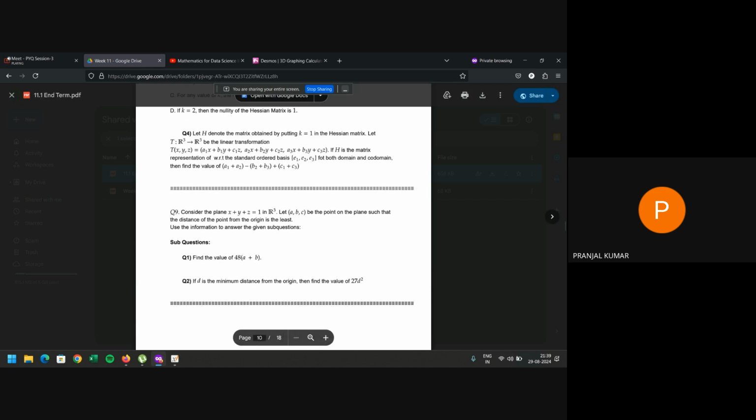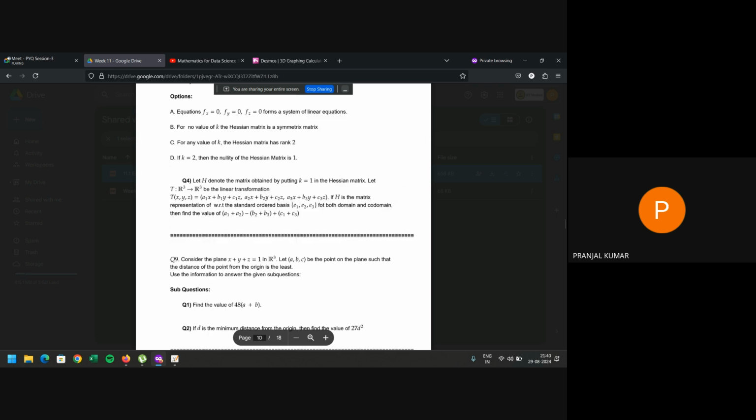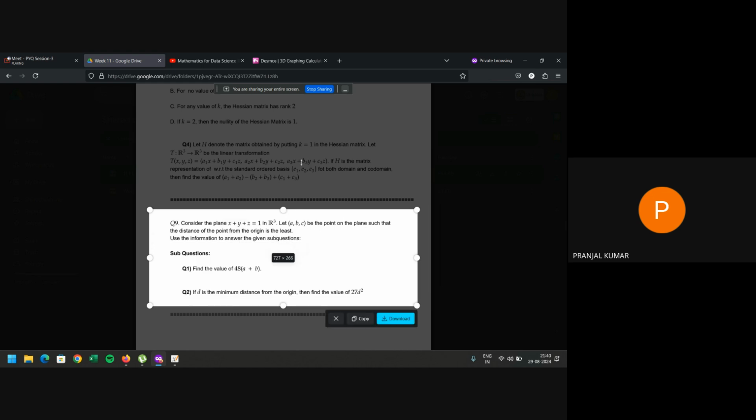Okay, consider a plane. Let ABC be the point on the plane such that the distance of the point from the origin is the least. Use the information to answer the given sub question. So basically, ABC is a point which has the least distance. So you will formulate a function, and it is a very similar question. It's just that you will use Euclidean distance as the function. Then you have a given condition.